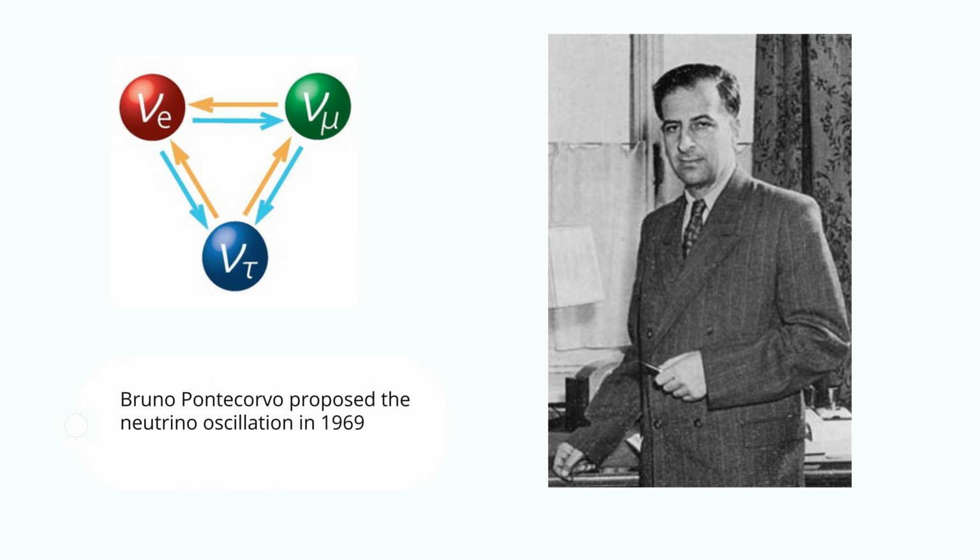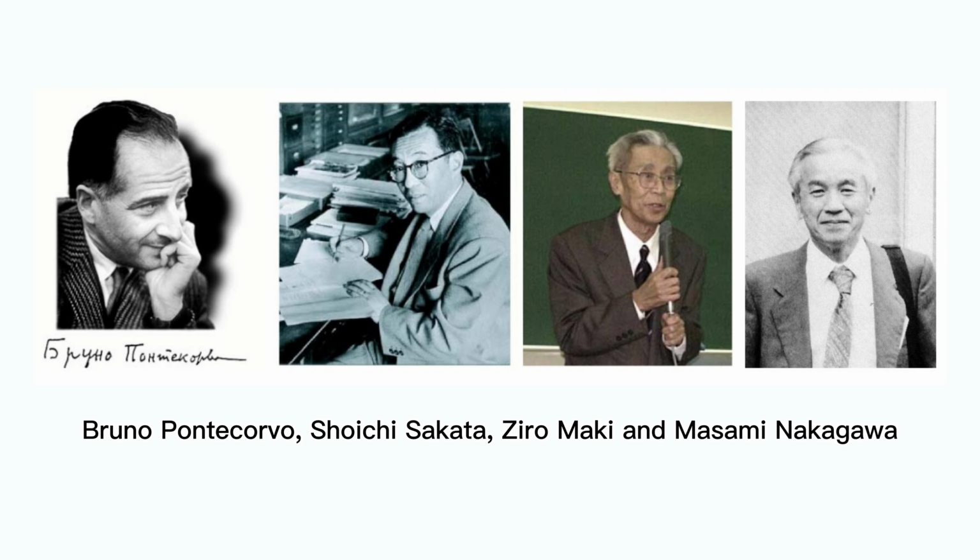This idea is known as neutrino oscillation and was first proposed by Bruno Pontecorvo in the 1950s. The theory of neutrino oscillation was later refined by theorists like Bruno Pontecorvo, Ziro Maki, Masami Nakagawa, and Shoichi Sakata, who introduced the concept of mixing angles between different neutrinos.